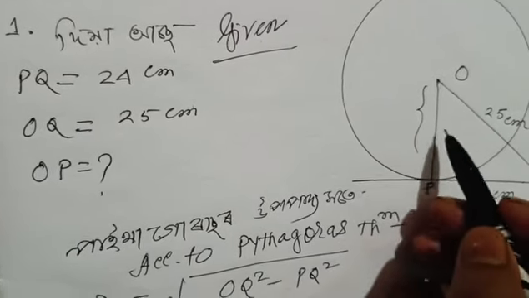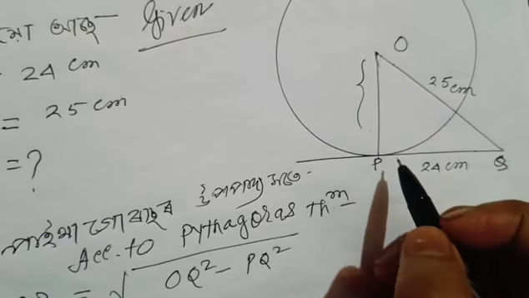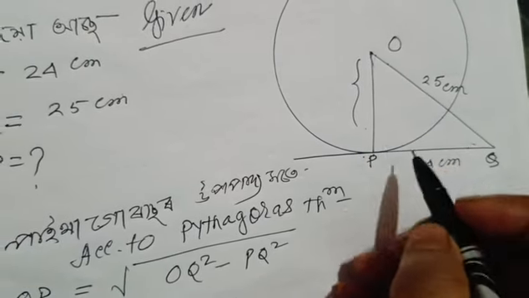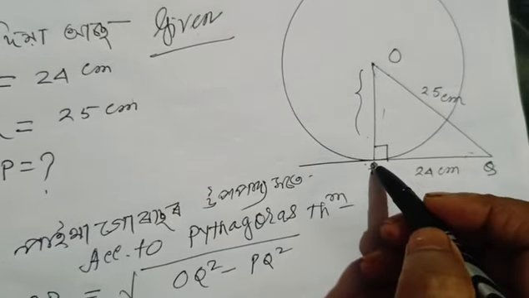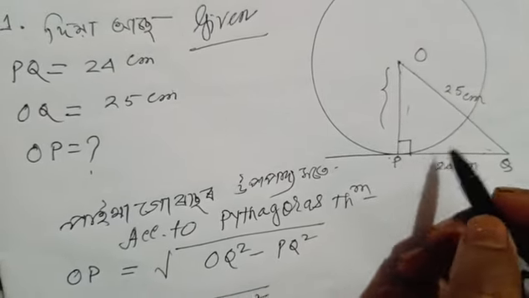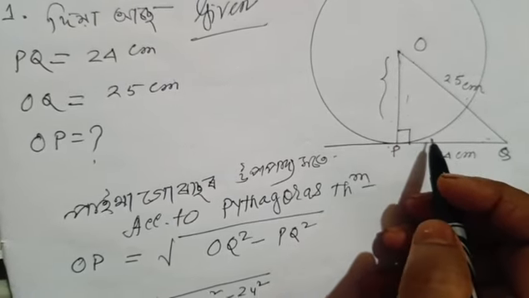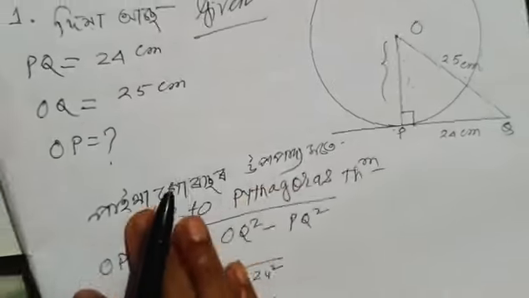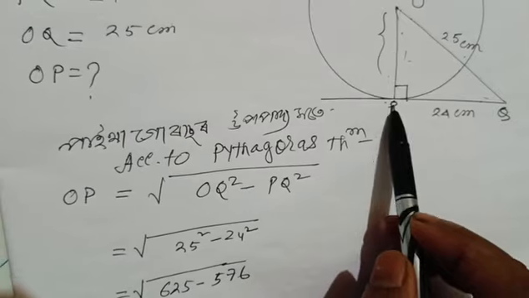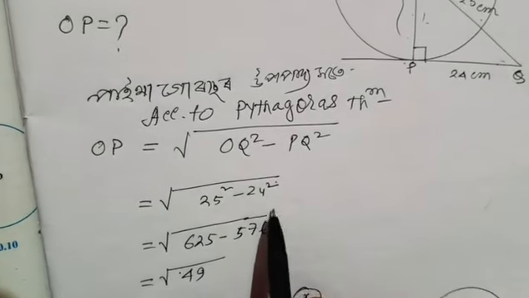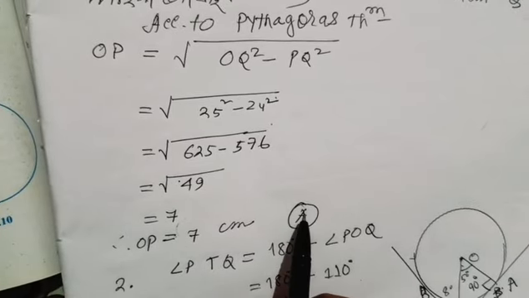We already know from theorem 1 that the radius is always perpendicular to the tangent at the point of contact. So it is perpendicular. So we can apply the Pythagoras theorem. What is the Pythagoras theorem? The square of the hypotenuse is equal to the sum of the squares of the other two sides. Here we are going to find OP. So OP is equal to root over OQ square minus PQ square. Substituting the values, we get 7. Therefore, OP is 7. Option A is correct.